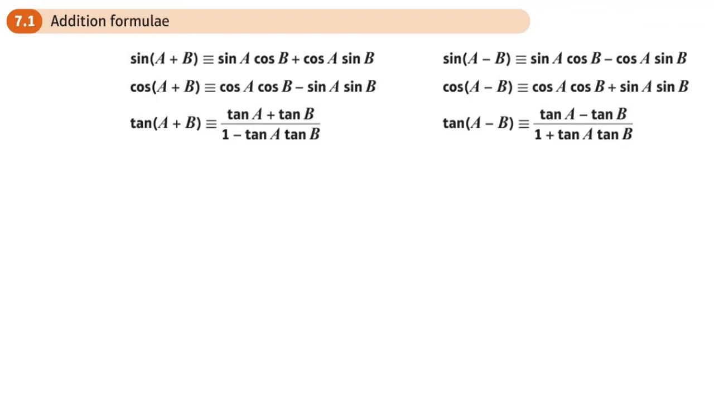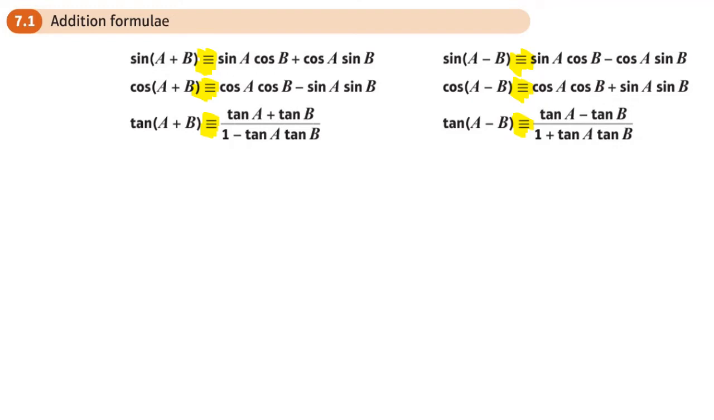This is the first section of chapter 7 in the Pure Year 2 book, and it's on addition formulae. So we've got some identities here. You know they are identities because of the 3 lines here, the equivalent sign, which basically means whatever angle you use, these statements are always true.